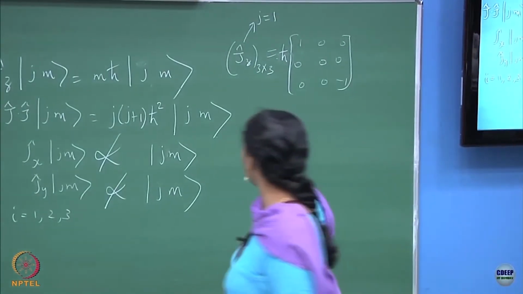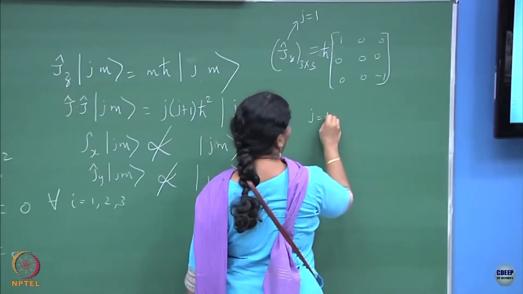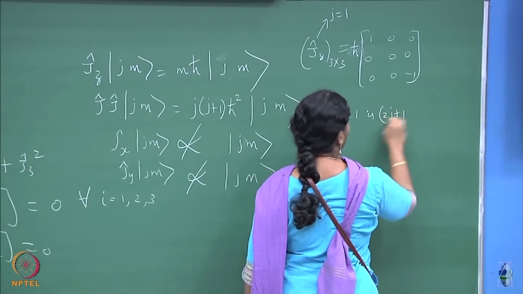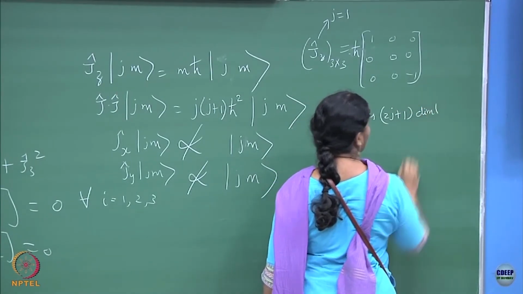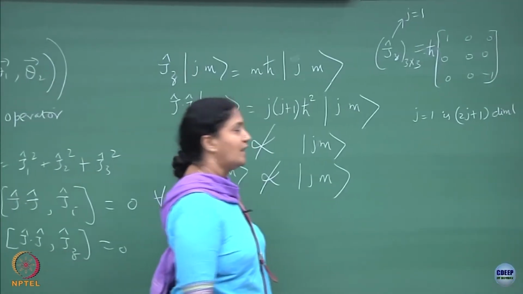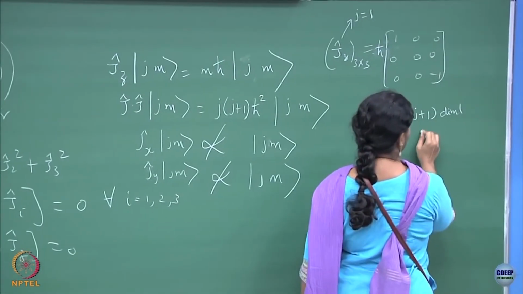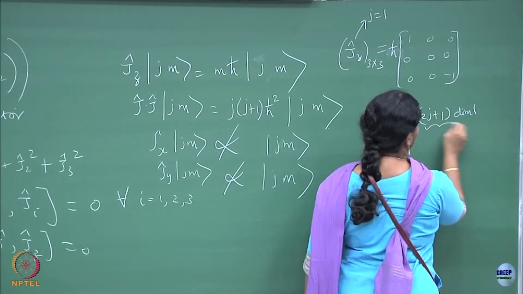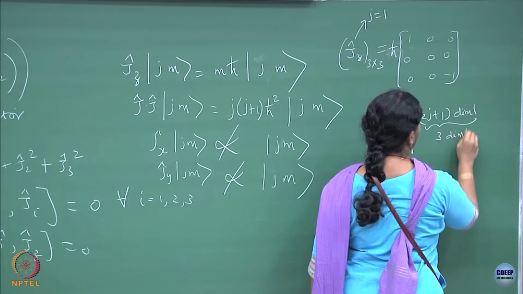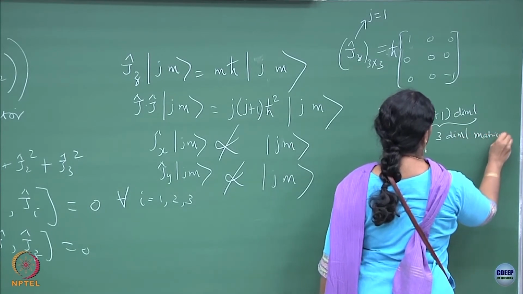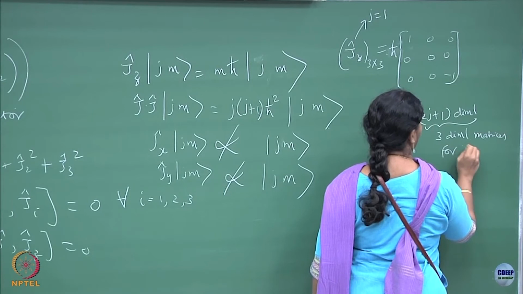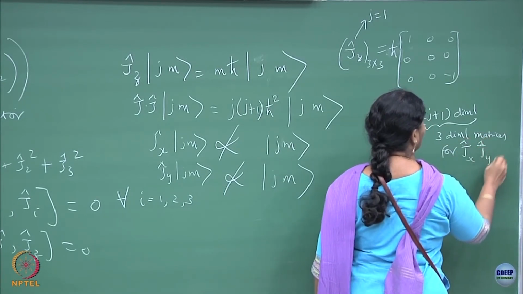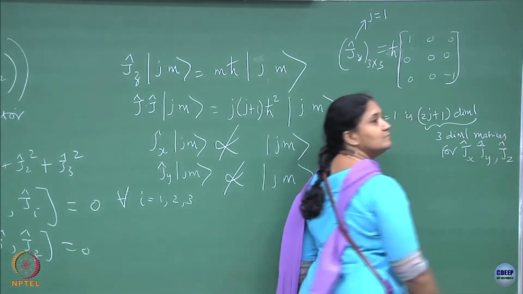Some of the notation: the matrices are 2j plus 1 dimensional. So the degree of the matrix is 2j plus 1. For j equal to 1, these will be 3-dimensional matrices for Jx, Jy and Jz. Is that clear?